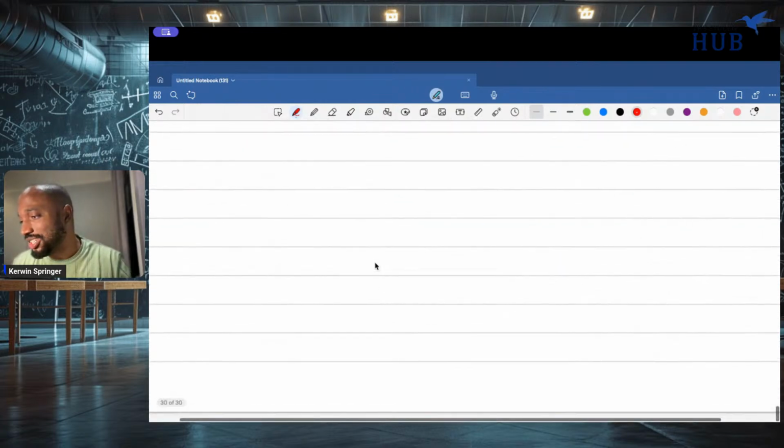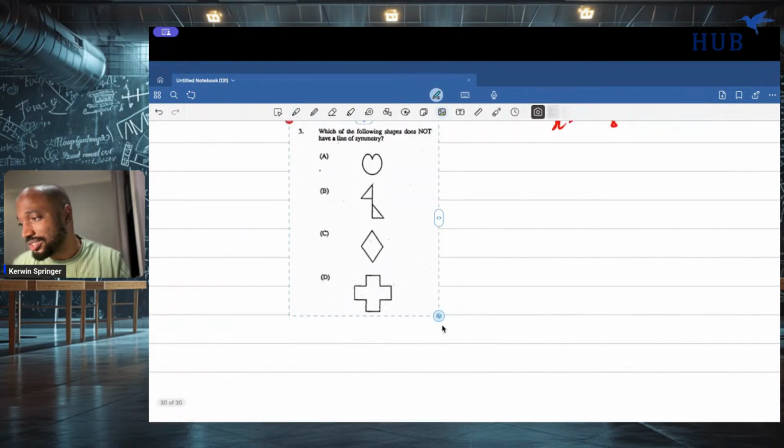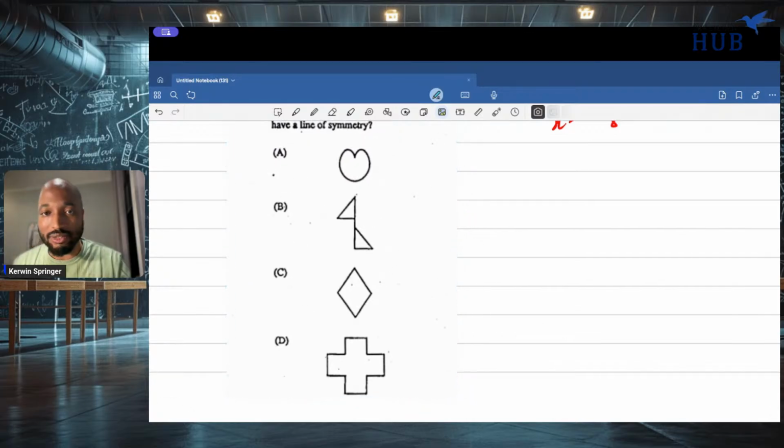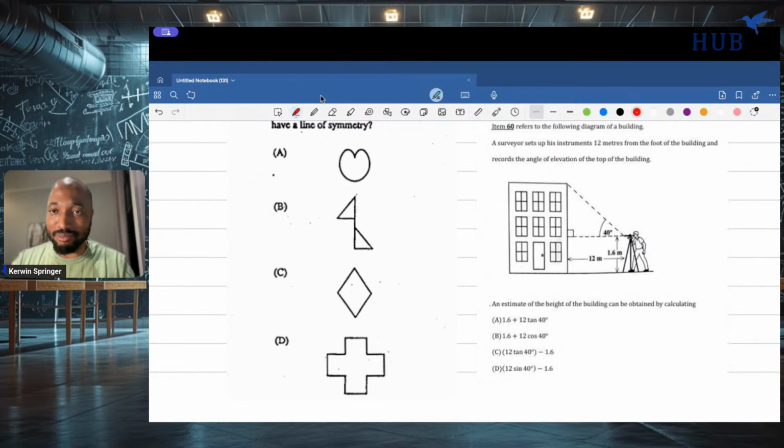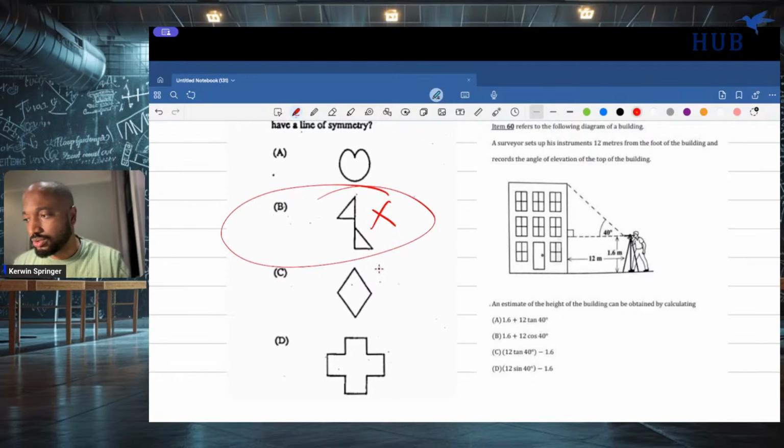Which of the following shapes doesn't have a line of symmetry? Whoever sent this, you're laying down your primary school self, eh? Come on, Samir. And we did this question yesterday. Just putting it here, but it was one of the last questions that we did yesterday. So I just admit the cheating in the chat here. This does have a line of symmetry.